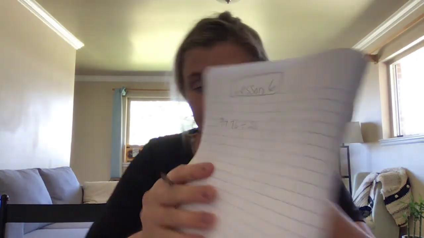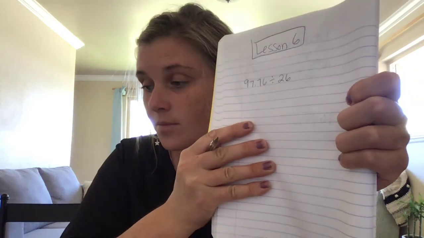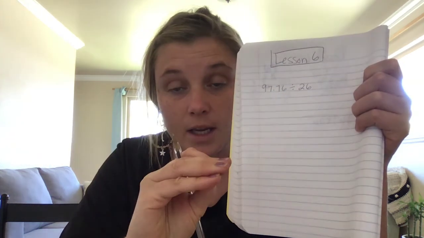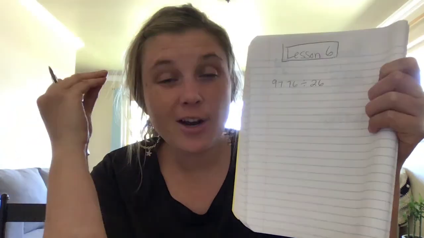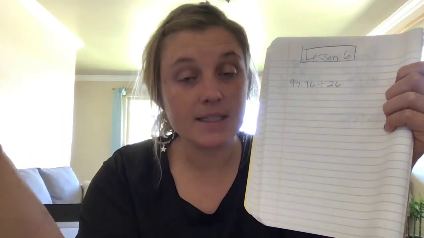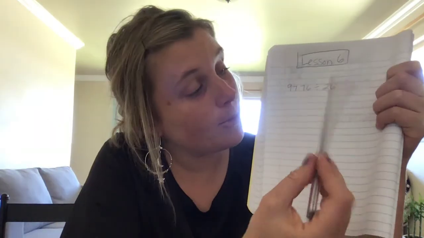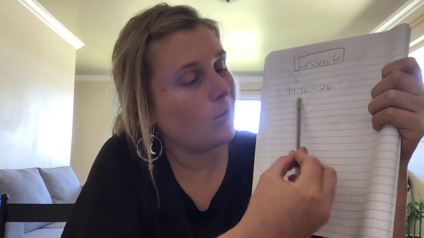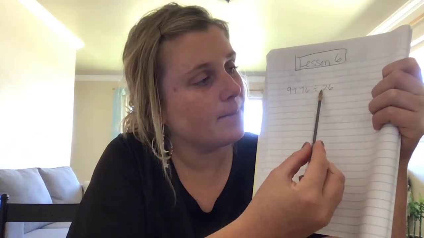Write down 97.76 divided by 26. The first thing that you are always going to do is you're always going to do it in your head quickly to see what makes sense where the decimal would be. So for example, this is about what? About 100? And this is about what?